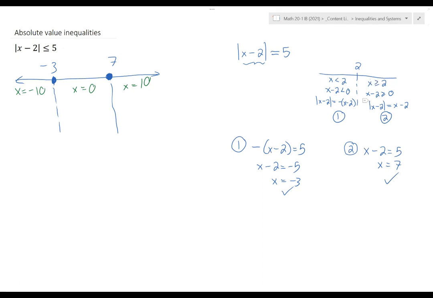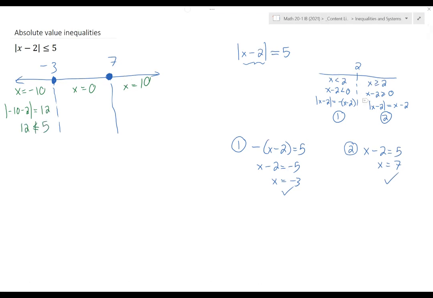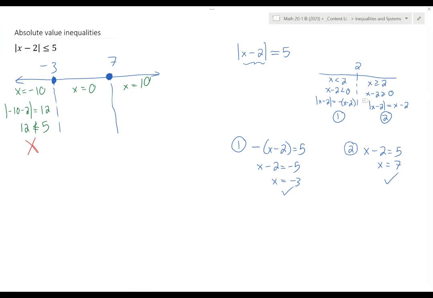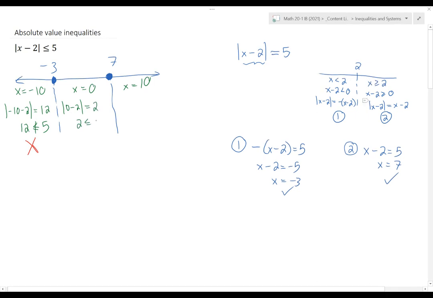You can pick any number that is less than negative 3, any number between negative 3 and 7, and any number greater than 7. So the absolute value of negative 10 minus 2 is the absolute value of negative 12, which is 12. 12 is not less than or equal to 5, so this interval is not included in my solution. I go into the middle. When x equals 0, I have the absolute value of 0 minus 2, which is the absolute value of negative 2, which is 2. 2 is less than or equal to 5, so this interval is included.